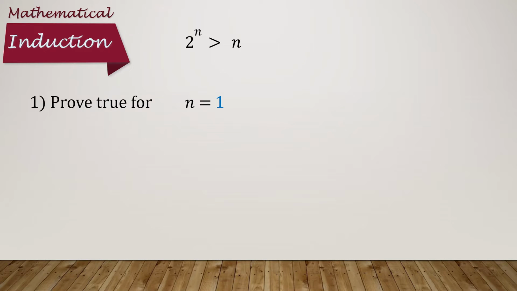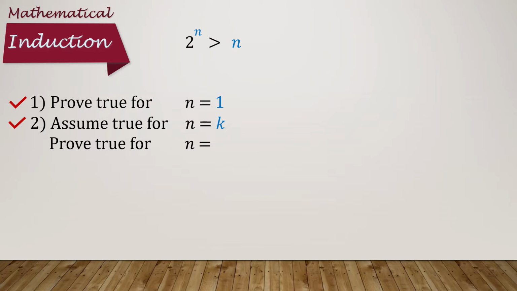Let's do the first step, n equals 1. Let's change those n's to 1's. And if you look at that, 2 to the power of 1 is, obviously, strictly greater than 1. Second step, assume that it's true for n equals k. That's it. That's all we have to do for that step.